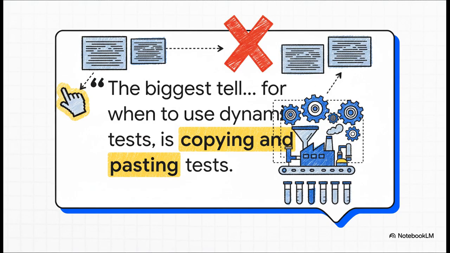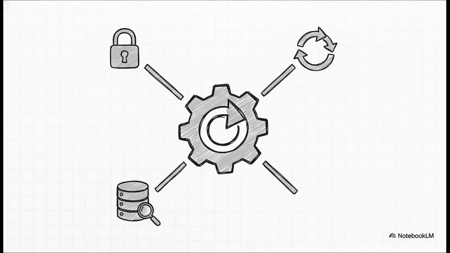The moment you find yourself highlighting a big chunk of test code, hitting copy, and getting ready to paste it somewhere else, just stop. That's your brain screaming at you that you have a repeatable pattern. And that is the signal. That's when you build a factory instead. And once you start looking for this copy-paste smell, you'll see it everywhere.